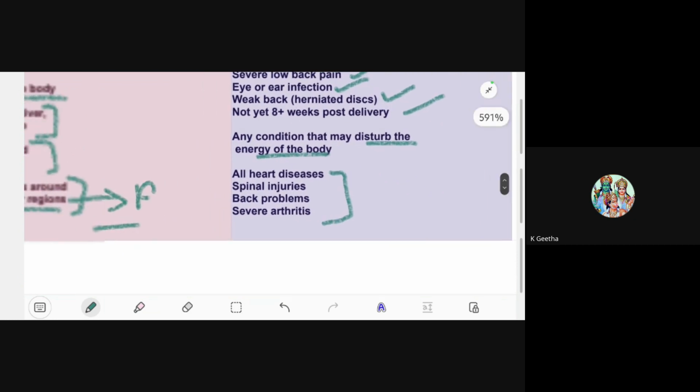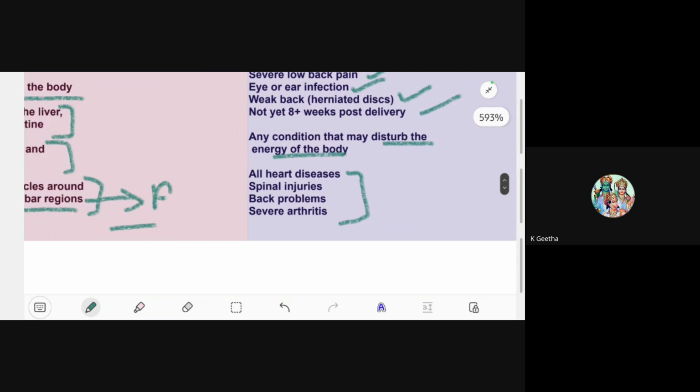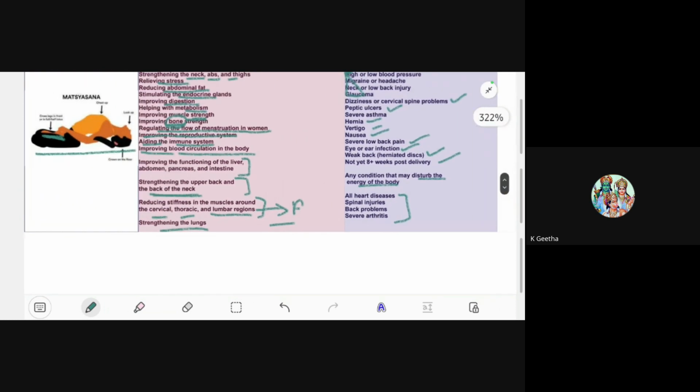Okay. And in a severe arthritis condition, it is not advisable even to apply the oil or to take them slowly into this condition, because in padmasana there is bending. Okay.